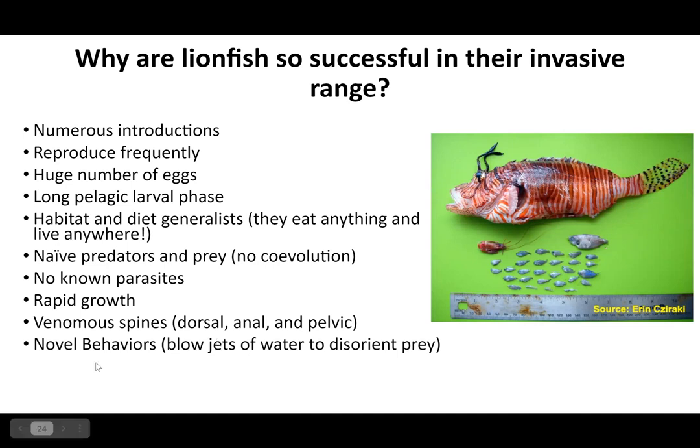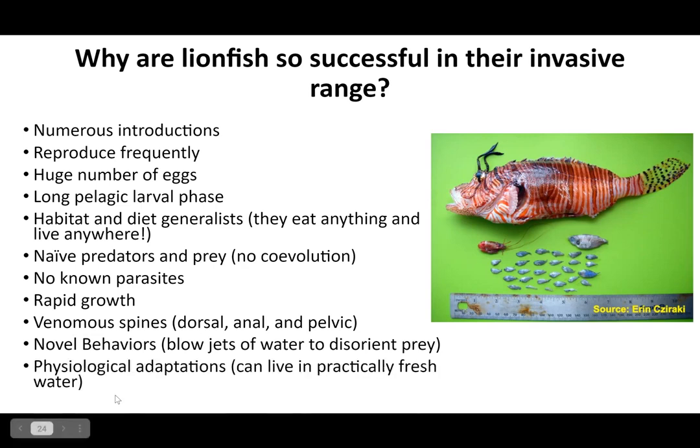They also do some cool stuff. If you guys are interested in this, I recommend Googling lionfish and how they hunt, because lionfish, to capture prey, will oftentimes blow jets of water to disorient their prey and then gobble their prey up. So it's actually kind of a cool thing they do. And they also have some pretty wild physiological adaptations that are simply not found in the fish in the Florida region. They basically can live in saltwater or freshwater. It doesn't really matter. They can live in either. So lots of crazy characteristics of this fish.